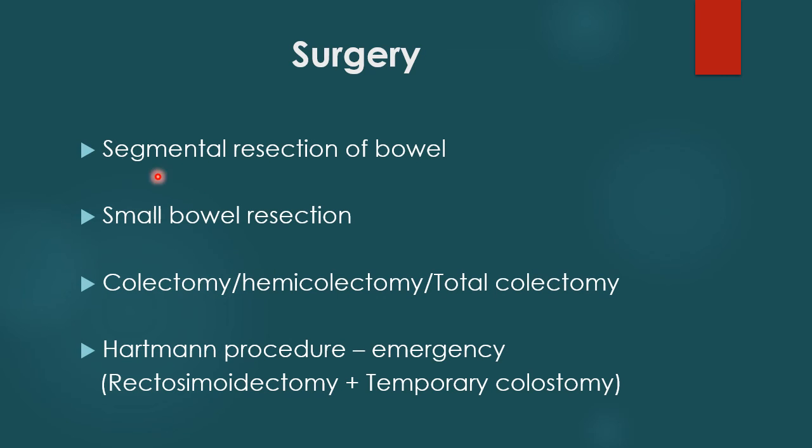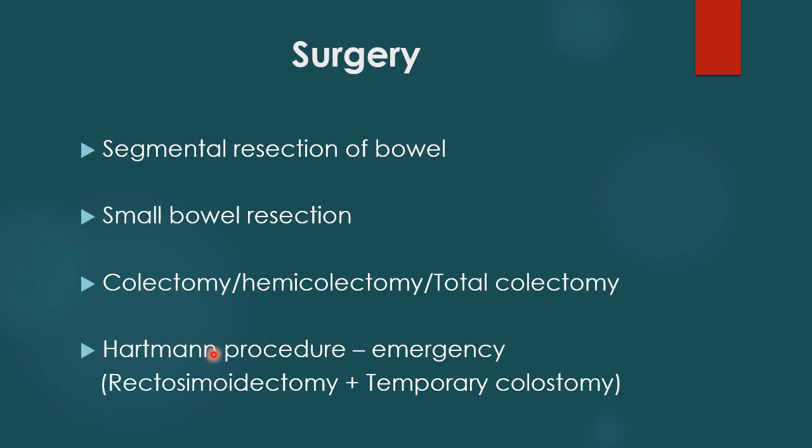Surgery for lower GI bleeding, segmental resection of the bowel. That means you remove the segment of the bowel where the bleeder is, thereby removing the source of bleeding. If it is a small bowel, you can go for resection of the small bowel. If it's a large bowel, you go for some form of colectomy, hemicolectomy or total colectomy. Again, removing the segment that contains the bleeding vessel.